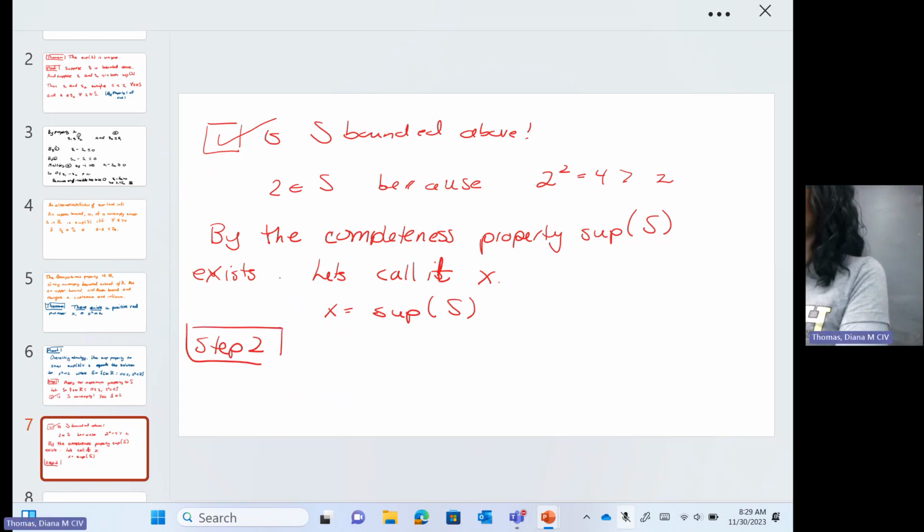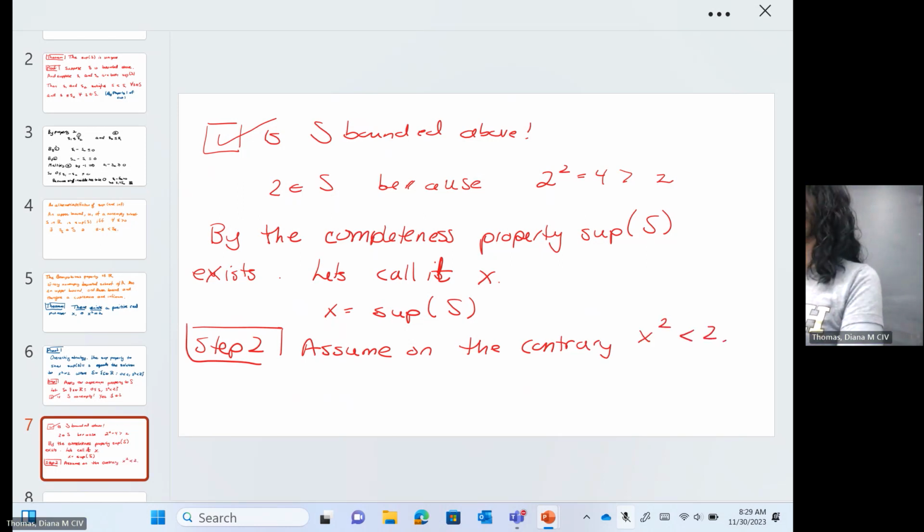Next step is to assume, on the contrary, x squared is strictly less than 2. We're going to show that can't happen. So here's the strategy. You're going to show this can't happen, and you're also going to show x squared can't be bigger than 2 either. Strictly bigger than 2. If it can't be smaller than 2, and it can't be bigger than 2, it's got to be equal to 2.